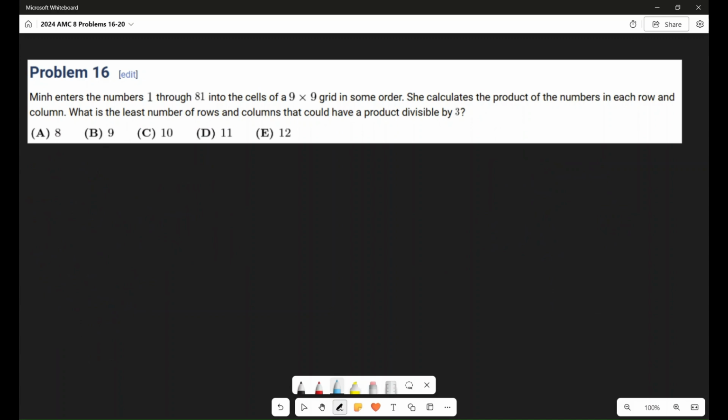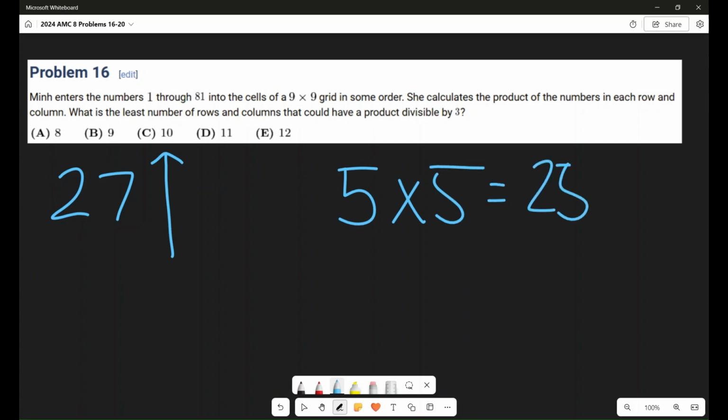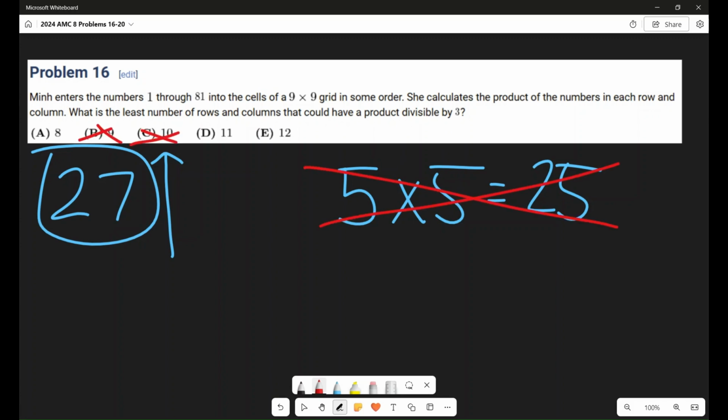And now we know how we can make progress in the problem that we're given in the 9 by 9 grid. So we have 27 multiples of 3. Now, say that our goal is to use only 10 rows and columns. Well, then the maximum number of cells that we could use is 5 times 5, which is 25, and we won't have space for all 27 of our multiples of 3. So that won't work. 10 won't work, and similarly 9 and 8 won't work.